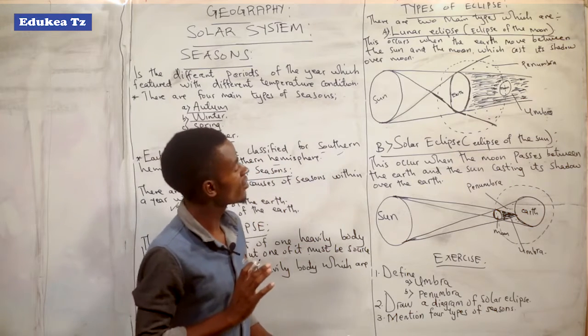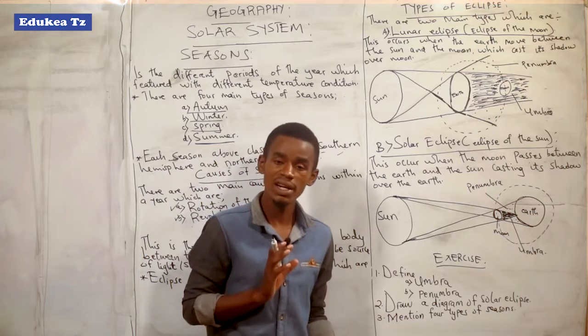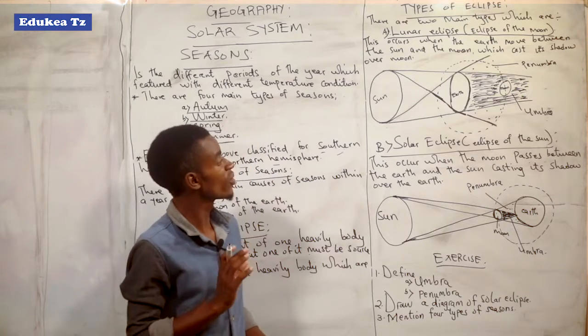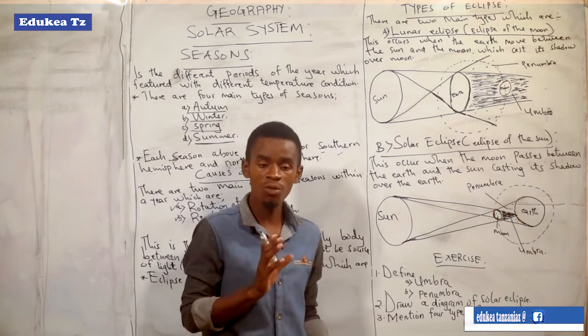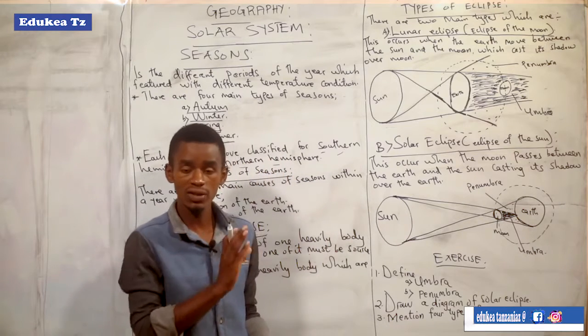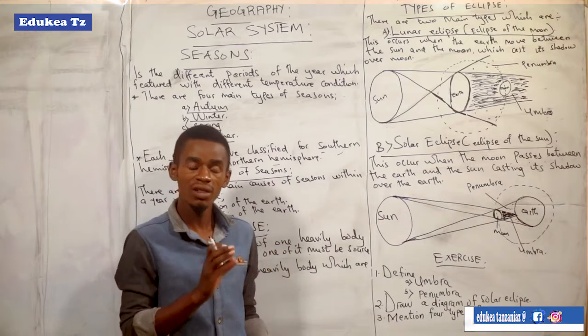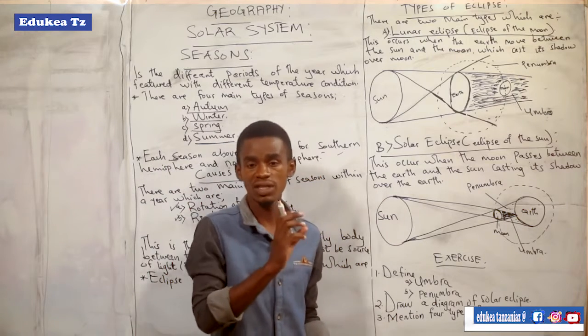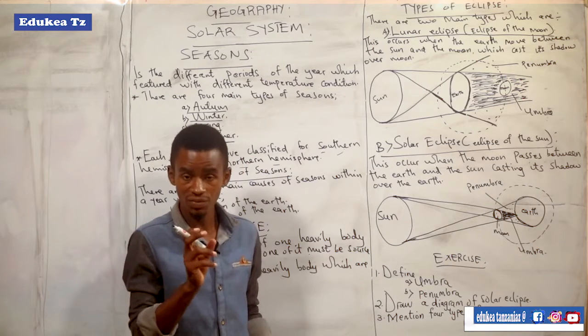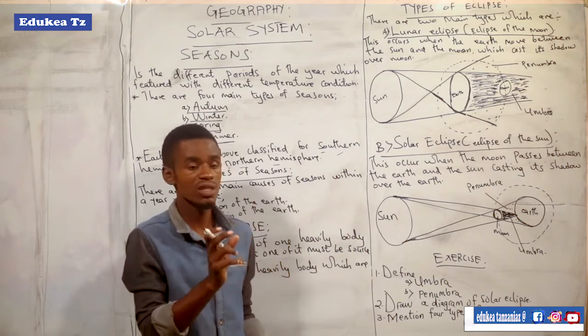And we also have the solar eclipse. The solar eclipse, we call it the eclipse of the sun. The shadow is cast onto the earth because of the moon. The moon has passed between those two.